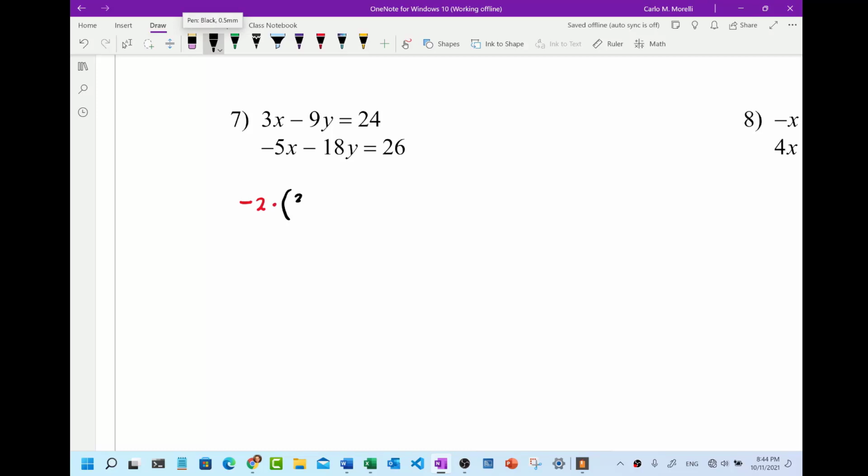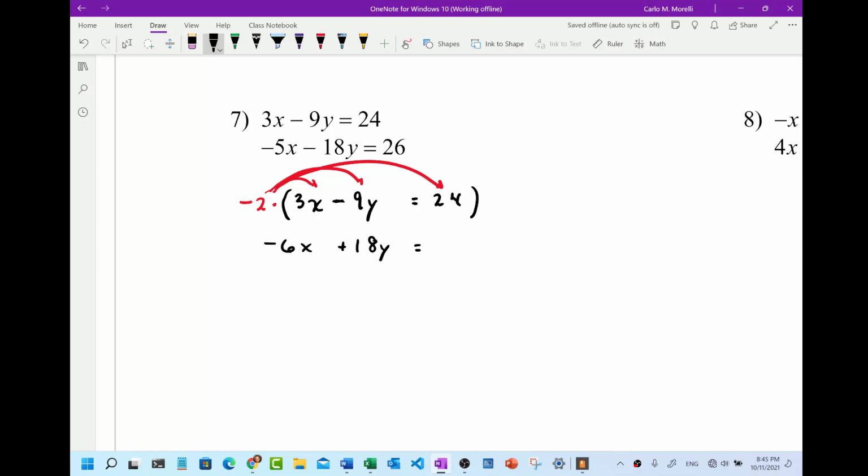in parentheses, 3x minus 9y, okay, equals 24. Sorry, I put that parentheses too soon. I'm actually going to distribute that negative 2 to every term, including the 24, which I often forget. So now I have negative 6x plus 18y equals negative 48. Okay, so let's put the other thing underneath it.